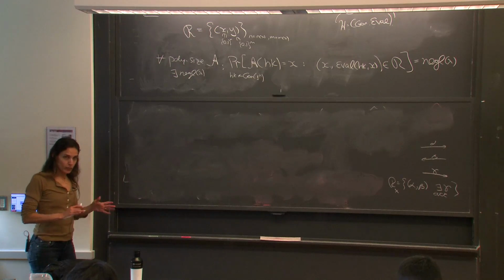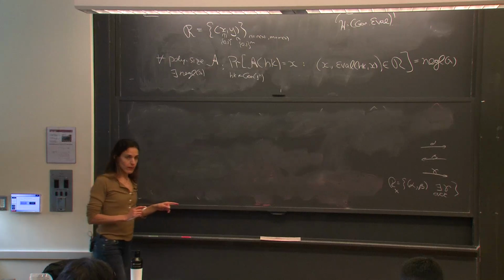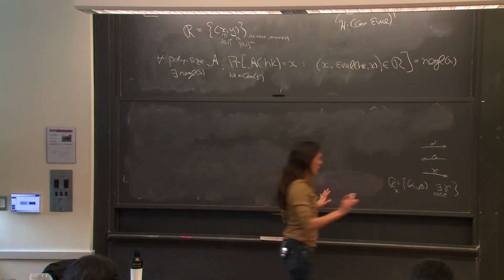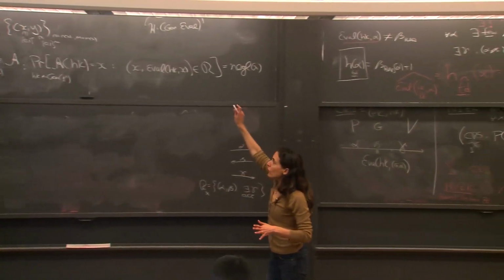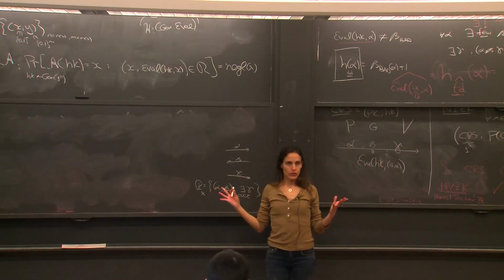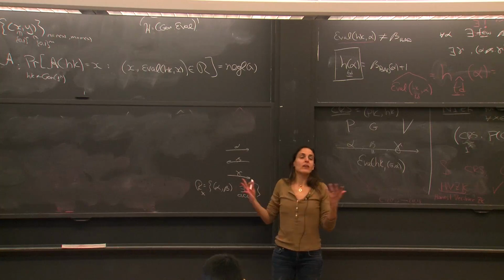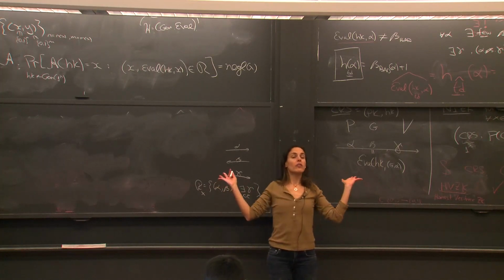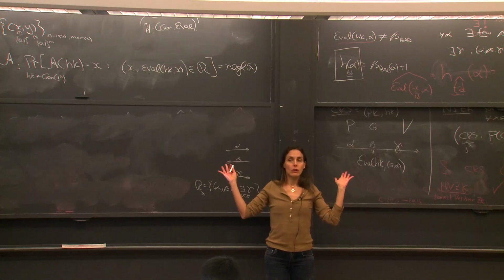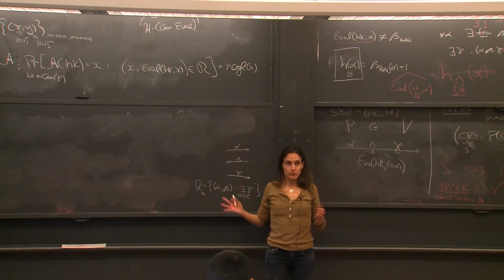Was that too fast? Should I repeat the connection to Fiat-Shamir? Let me repeat it once more. Okay, so I want to argue that I have a correlation intractable hash family for a lot of relations. Actually, before I go, note that I can't hope to have it for any relation. The relation has to be sparse. If the relation is everything, maybe every x, y is in the relation.